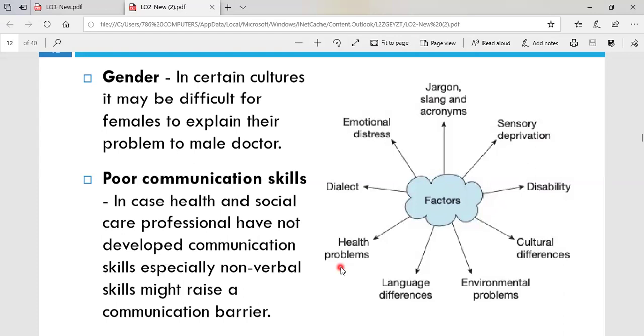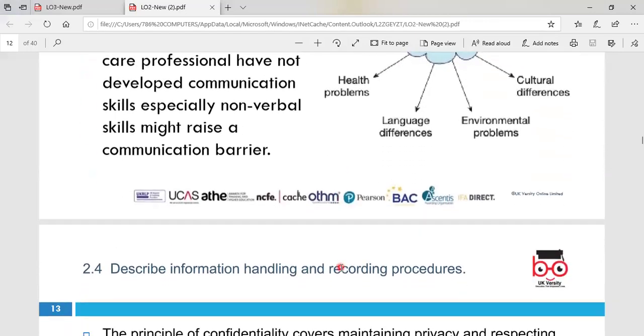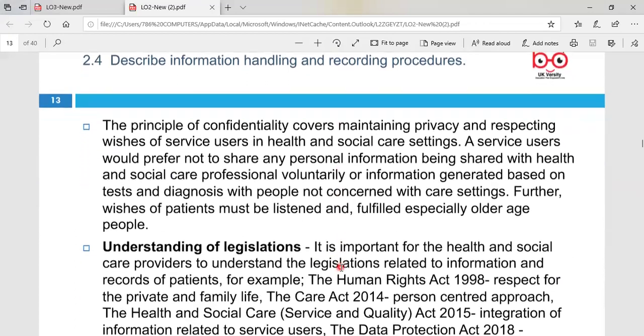Jargon, slang, and acronyms are very important to remember. You cannot use these forms of communication just thinking that the patient would understand; that is not appropriate. And then sensory deprivation: the patients who have sensory difficulties would have to be dealt with. So all these factors have an impact on your communication skills. They need to be understood well in advance, and there should be ways to tackle them. And those should be proper, researched ways.